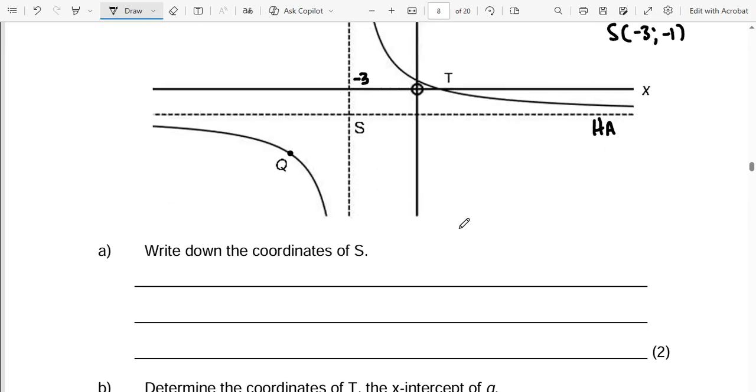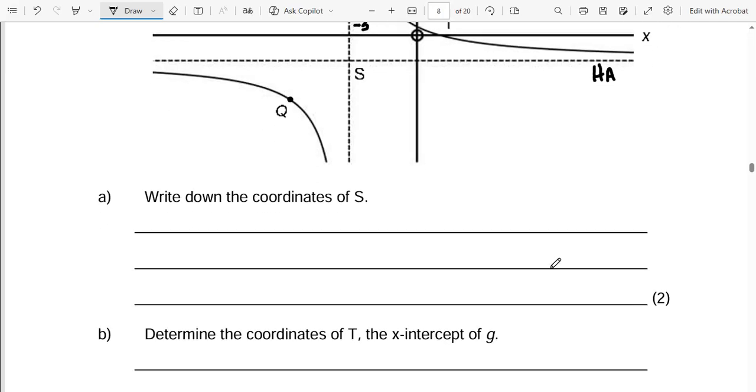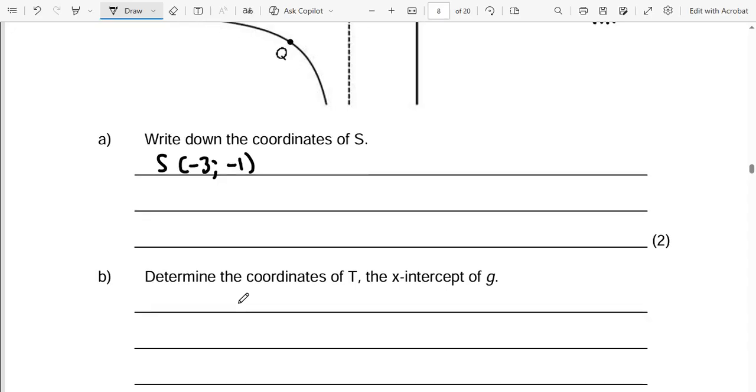So those are the coordinates of S, and this should be 1 mark. But today it's your lucky day. The question is for 2 marks. So x will be minus 3 and what? And minus 1. Okay, let's keep on moving to the next question.